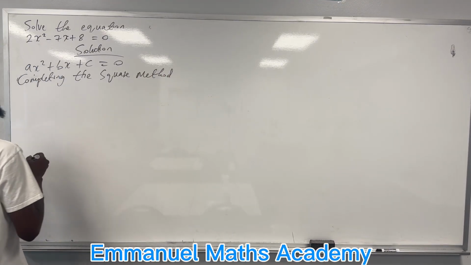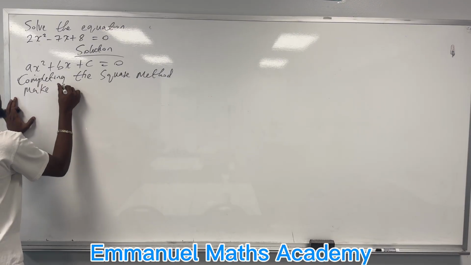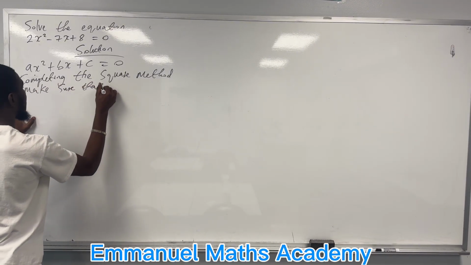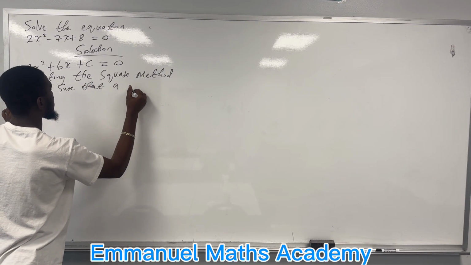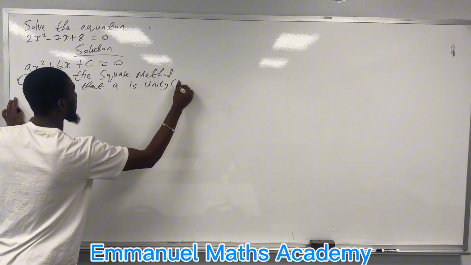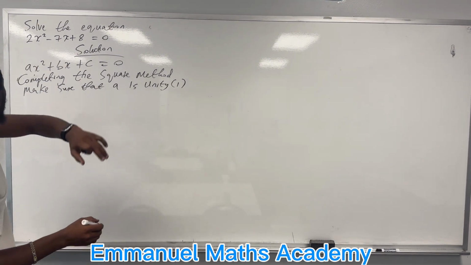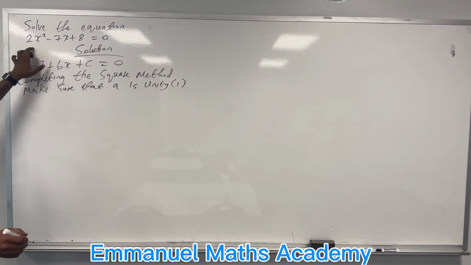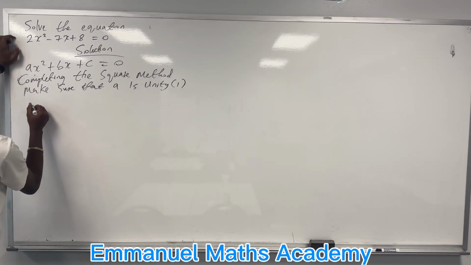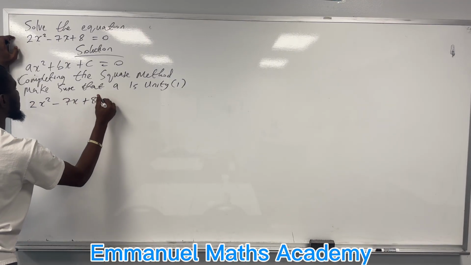So we need to make sure that our A is unity, equal to 1. Right? And to do that, divide through by A. Divide through by 2, right? So if you divide through by 2, we have 2x squared minus 7x plus 8 equal to 0.